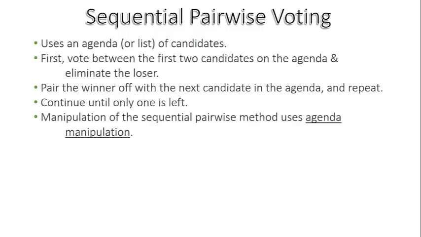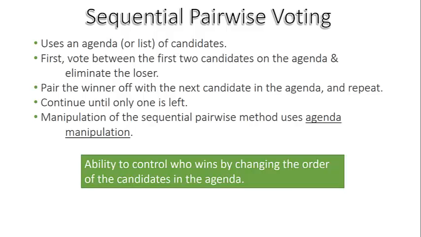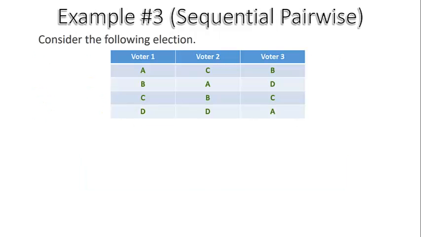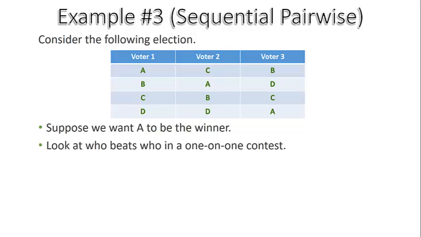And so manipulation of the sequential pairwise method uses what's called agenda manipulation, which is the ability to control who wins by changing the order of the candidates in the agenda. So here is an election with 3 voters choosing between 4 candidates. And suppose we really want candidate A to be the winner. So what we're going to do is look at who beats who in a one-on-one contest and then manipulate the agenda accordingly.